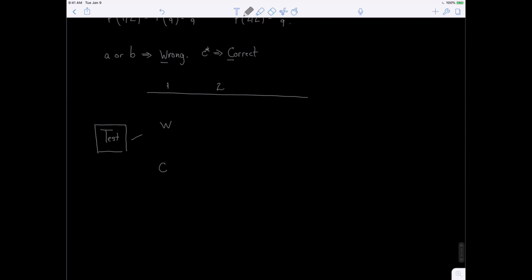Now, let's take our second question. If you pick A or B, then you would get the second question wrong as well. If, though, you picked C, your answer would be correct. Now, let's say you got the first one correct. On the second one, you can either be wrong or you can be correct.